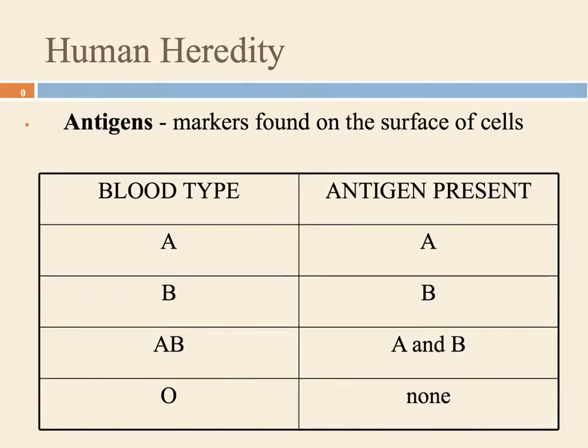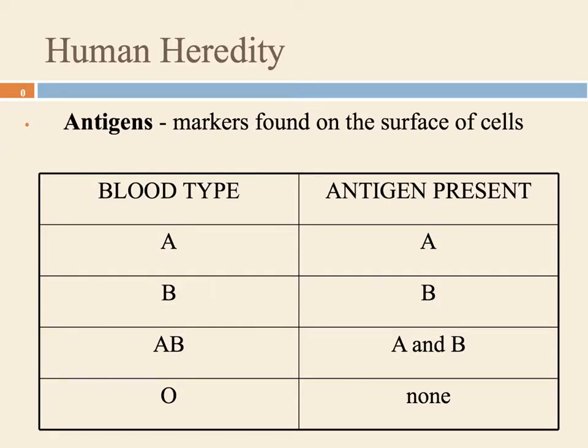So if you are blood type A, that means that there is an antigen found on the surface of your blood cell. They carry the A antigen. If you are blood type B, you carry the B antigen. If you are blood type AB, that means you have both A and B antigens on the surface of your red blood cells. And if you are type O, that means that you have neither antigen.